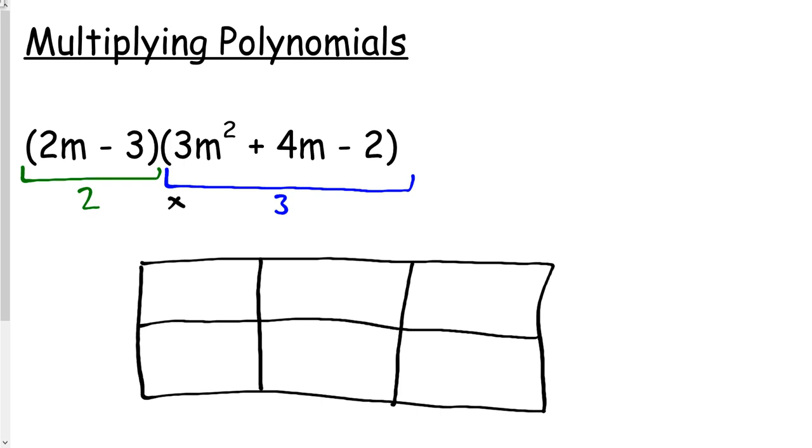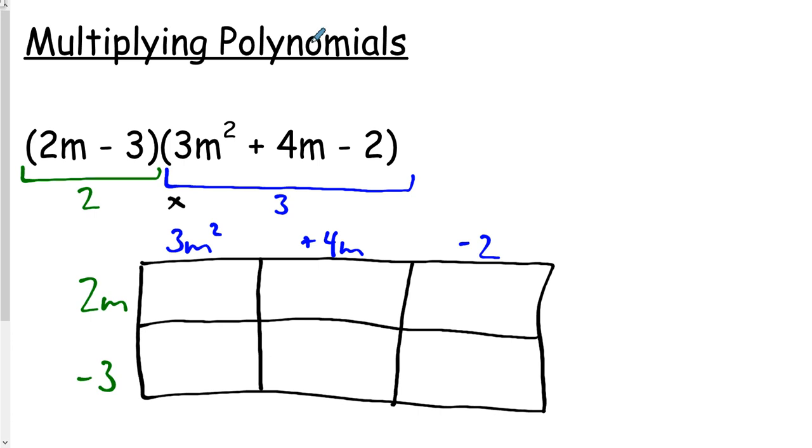What I'm going to do is take the terms with the signs in the first one and put them here and here. So this is going to be 2m and this is going to be minus 3. For the second polynomial, I'm going to list those 3 terms up here. So this is 3m squared, this is positive 4m, and this is a negative 2.